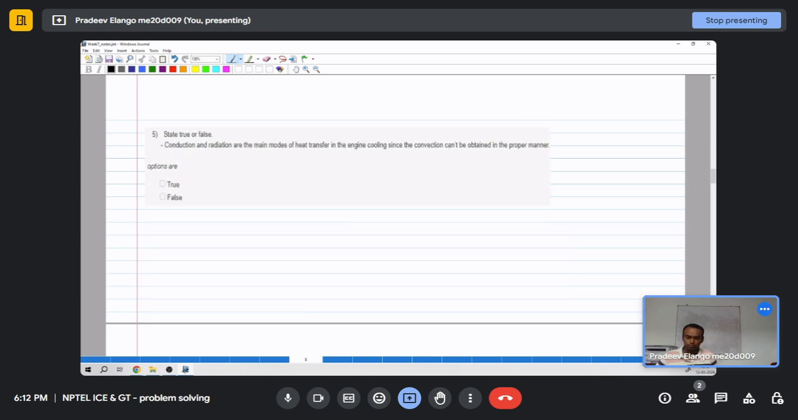State true or false. Conduction and radiation are the main modes of heat transfer in engine cooling, since convection can't be obtained in a proper manner. So this is false. Convection and conduction are the main modes of heat transfer.